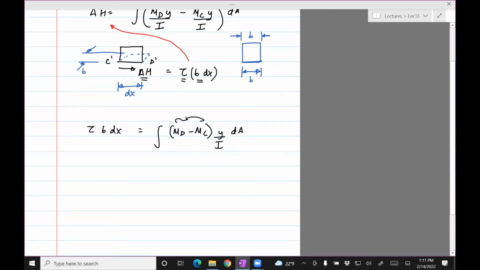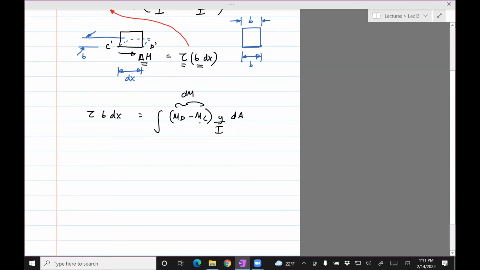So this is the net moment which acts between the left half and the right half, and I can substitute that as dm, because that force is a very small moment, which is the difference in the moments in the left and right, and that element is very small, so it's dm. And so I can pull this dm out because that dm doesn't really integrate in this, so it's a constant.